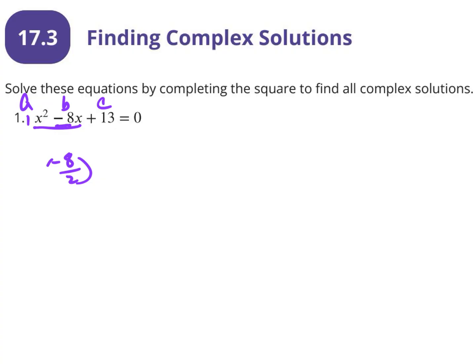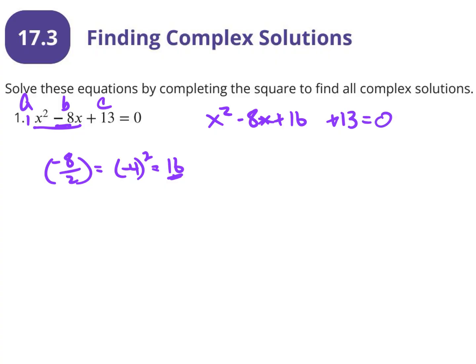So what I'm going to do is take my -8. I'm going to divide it by 2. I get -4. And when I square it, I get 16. This is the number that I'm going to add on both sides. So watch what I do. I'm going to move the 13 over. Plus 16. I'm going to move the 13 over.